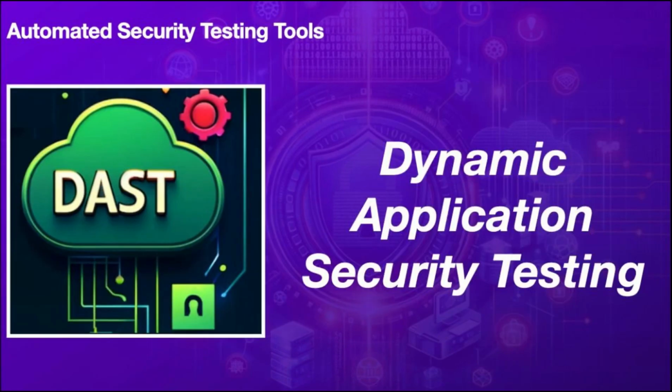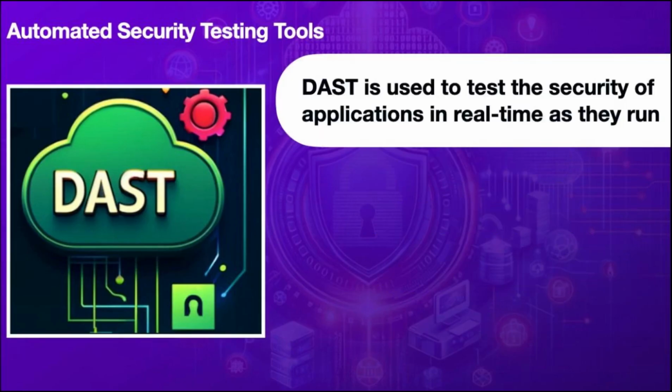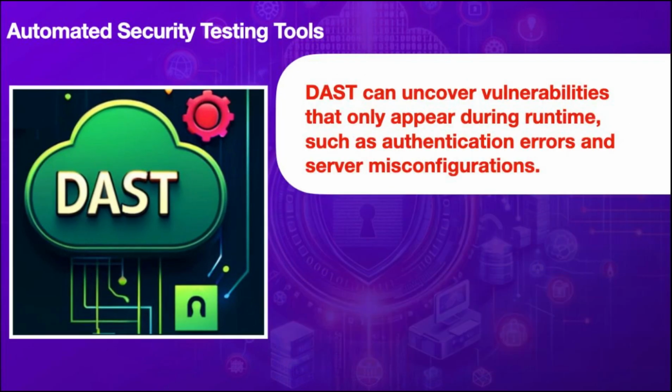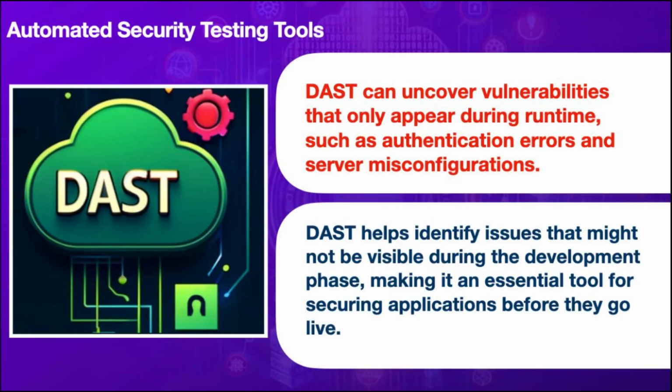1. Dynamic application security testing, DAST. DAST is used to test the security of applications in real time as they run. It simulates how an attacker might interact with the application, examining the application as it would function in a production environment. DAST can uncover vulnerabilities that only appear during runtime, such as authentication errors and server misconfigurations. By testing applications in their live state, DAST helps identify issues that might not be visible during the development phase, making it an essential tool for securing applications before they go live.